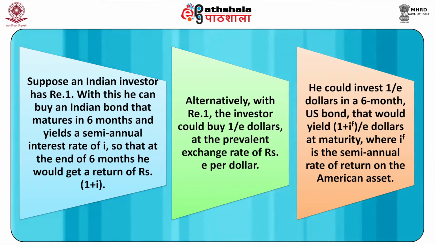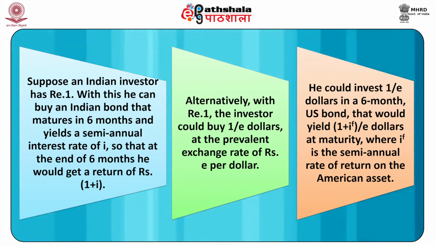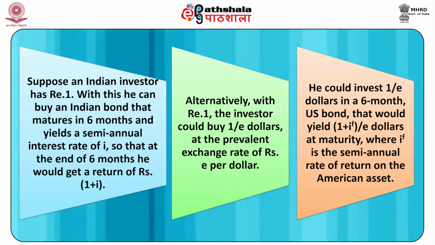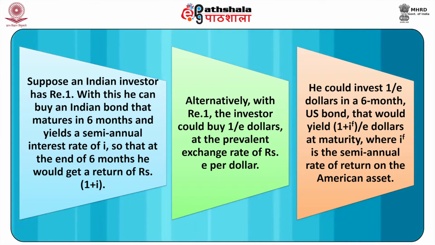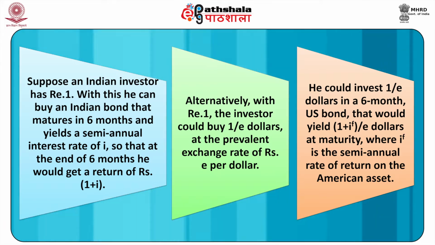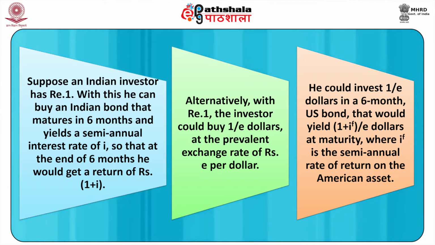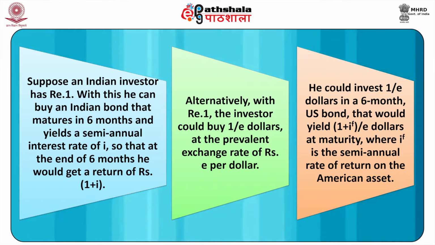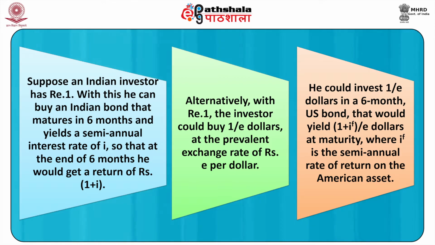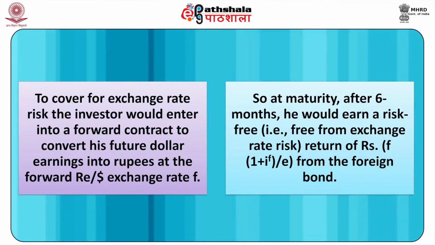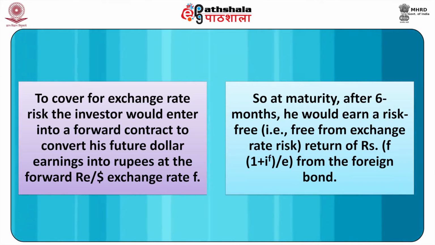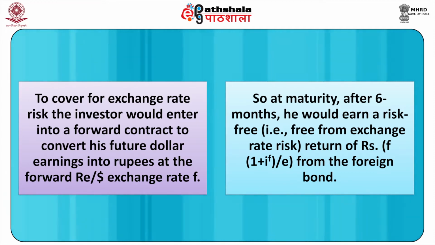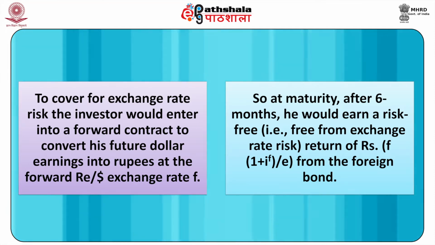Alternatively, with 1 rupee, the investor could buy 1/E dollars. At the prevalent exchange rate of rupees E per dollar, he could invest 1/E dollars in a 6-month US bond that would yield (1 plus i^F)/E dollars at maturity, where i^F is the semi-annual rate of return on the American asset. To cover for exchange rate risk, the investor would enter into a forward contract to convert his future dollar earnings into rupees at the forward rupee per dollar exchange rate F.